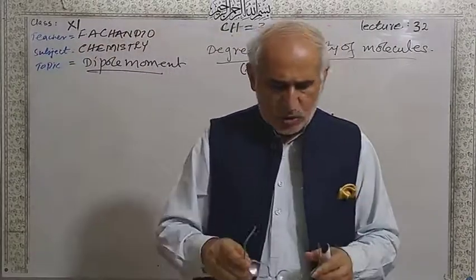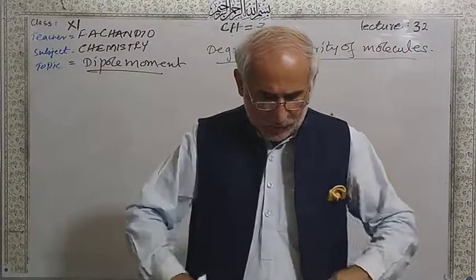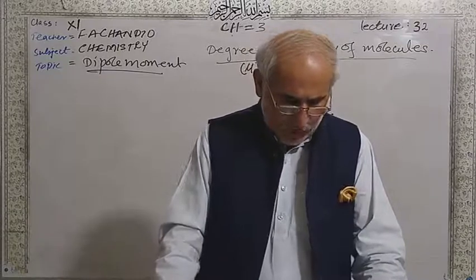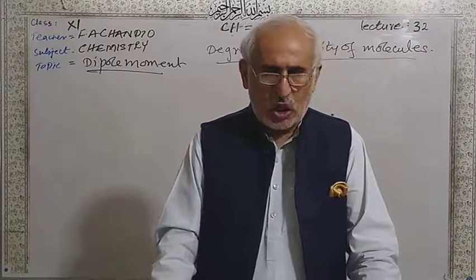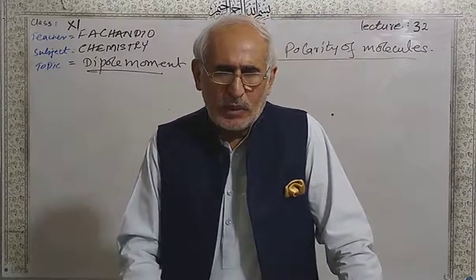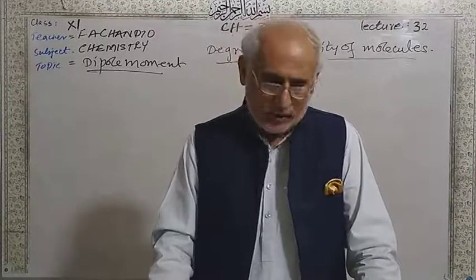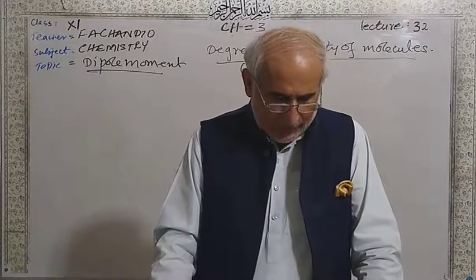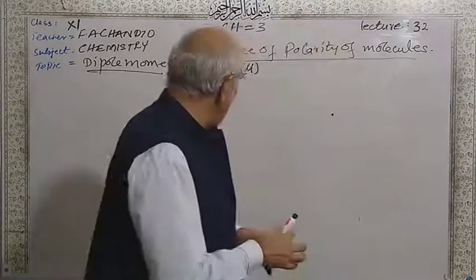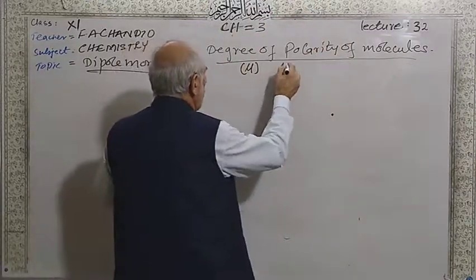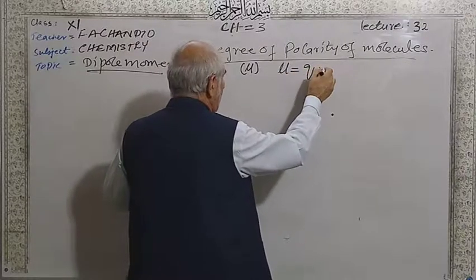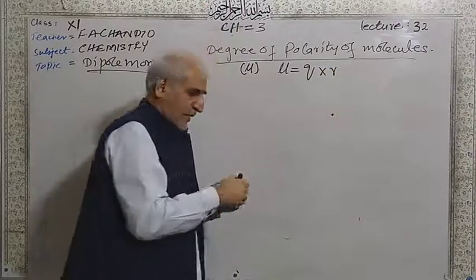So dipole moment is used to determine the degree of polarity of covalent molecules. It is the product of the magnitude of the charge, positive or negative, and the distance between them. Means this mu, dipole moment, is equal to Q, charge, maybe positive, maybe negative, multiplied by R, distance.